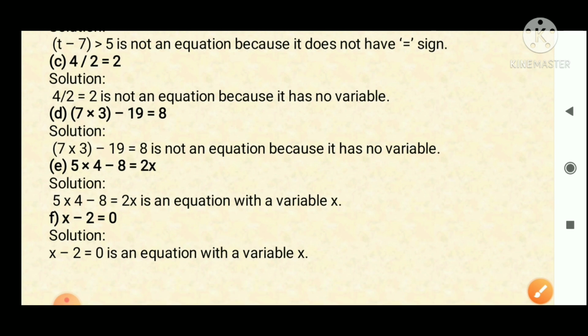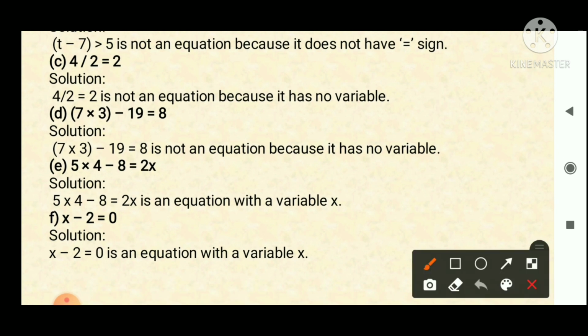Next we will see, in bracket 7 multiplied by 3 minus 19 is equal to 8. Here also the equality sign is used but a variable is not there. So we can say that it is an equation but a variable is not used. But here what is the condition? We have to state whether the given equation is an equation with a variable or not. So what is the answer? This is not an equation with a variable because it has no variable.